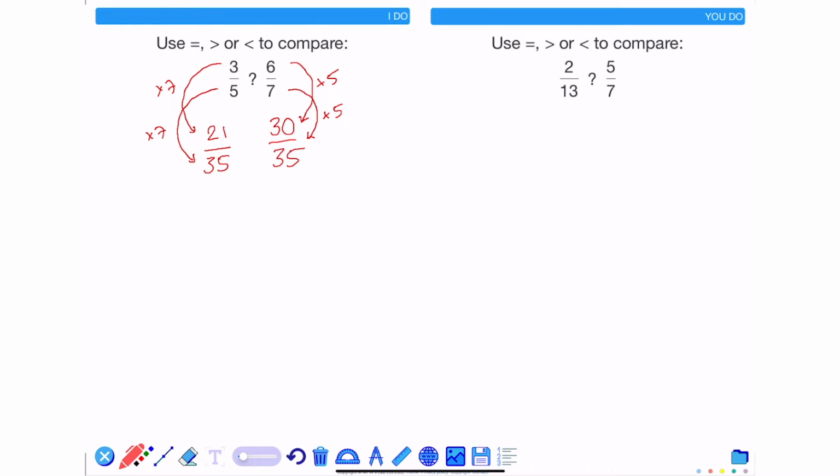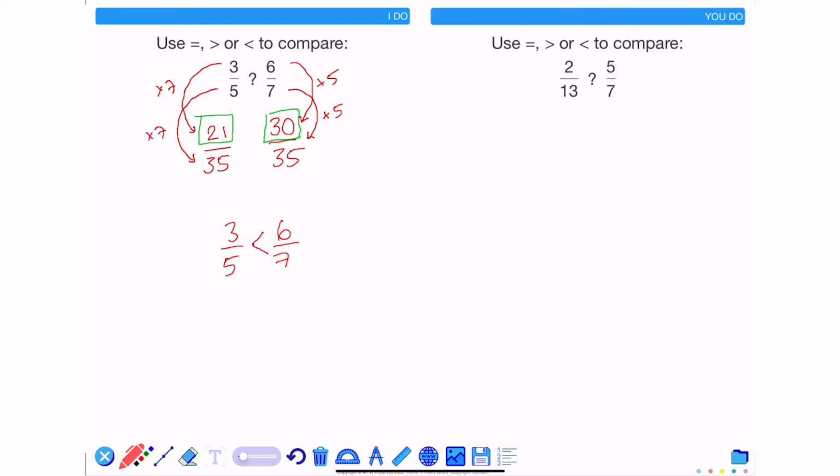Now if these were diagrams, they're now being cut into the same number of pieces, 35. And I can see, according to the numerator, that 30 is bigger than 21. This means that with the original fractions, 6/7 is bigger than 3/5.